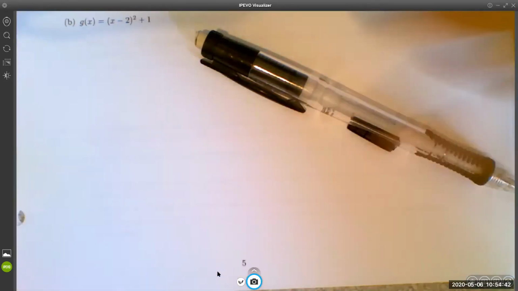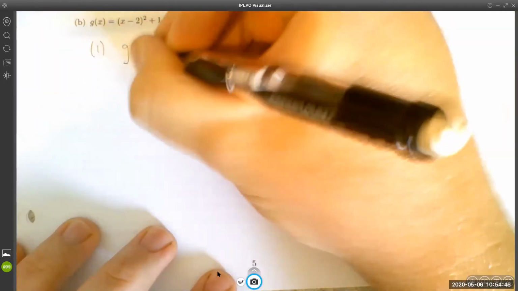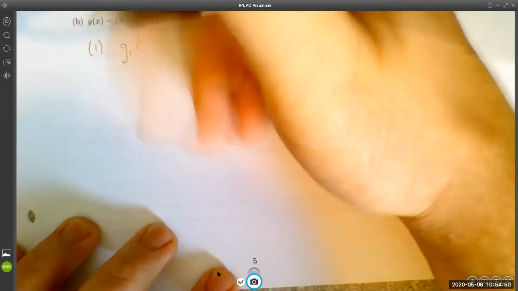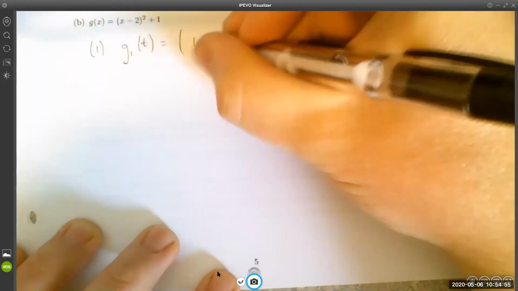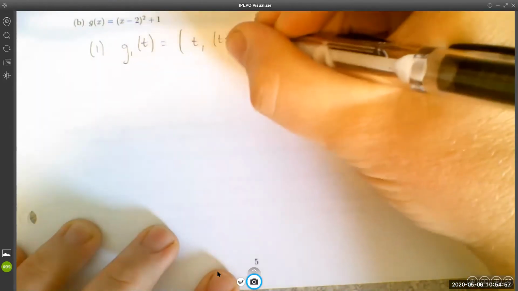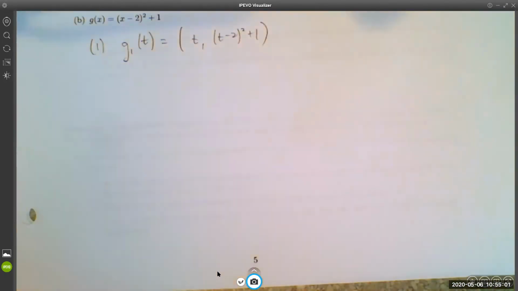Okay, here's my solution. So the first one, I'm going to say our g1 of t is t, comma, t minus 2 squared plus 1. So that's the easy one, the boring one.